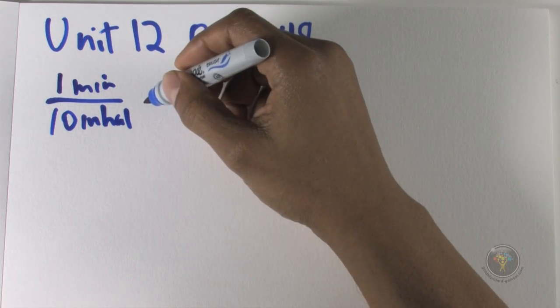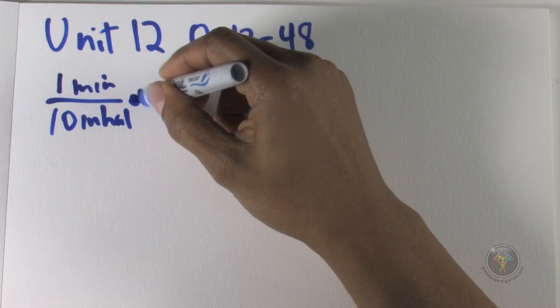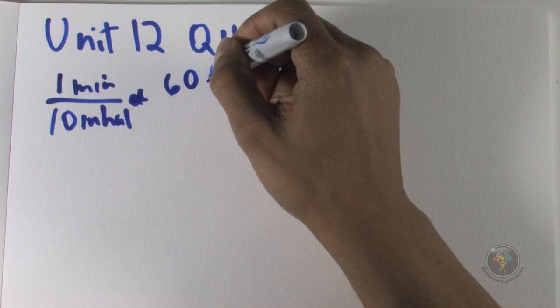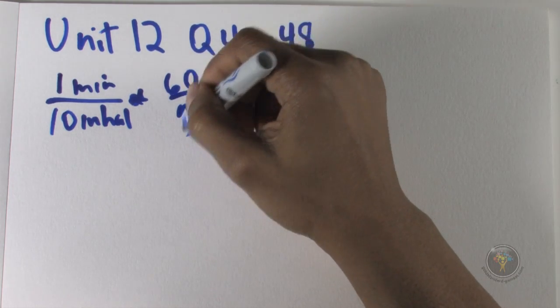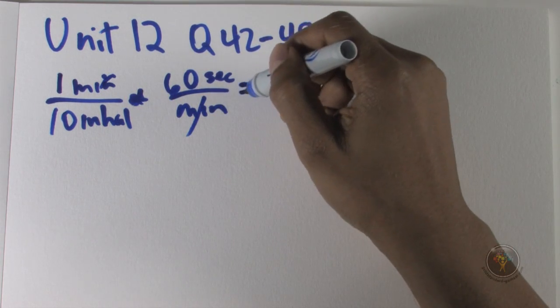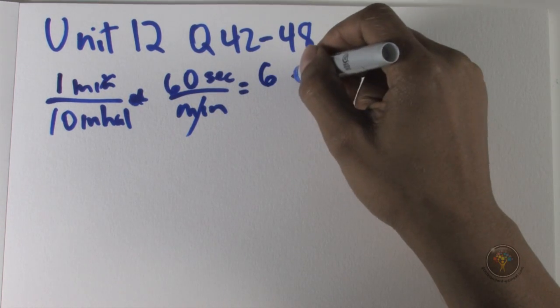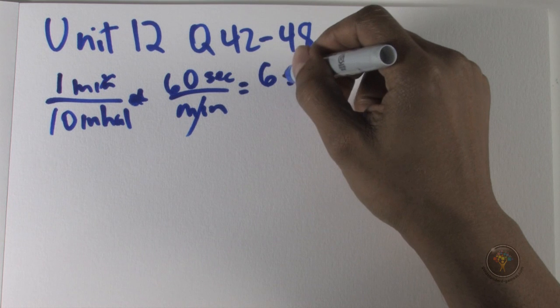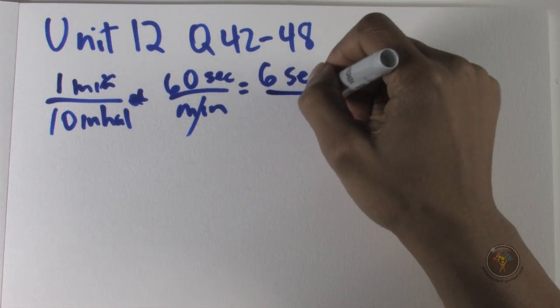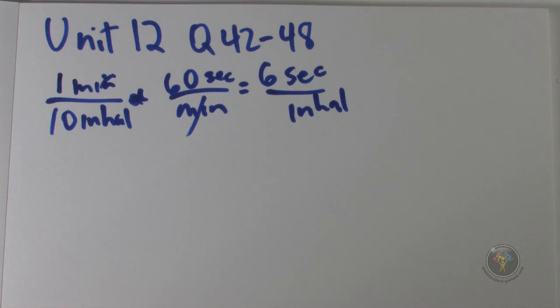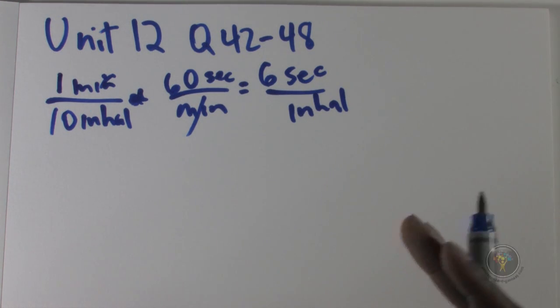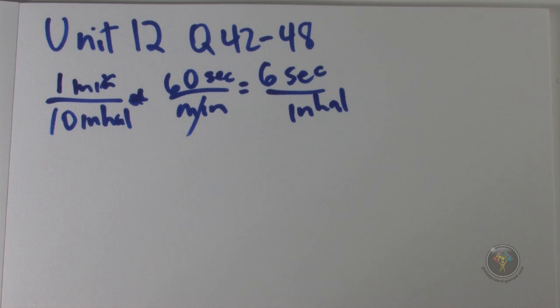inhalations, we are told. And so if we go 60 seconds in 1 minute, so that our minutes cancel, we have seconds. So we have 6 seconds for one inhalation. And of course, there's exhalation occurring between the inhalations.